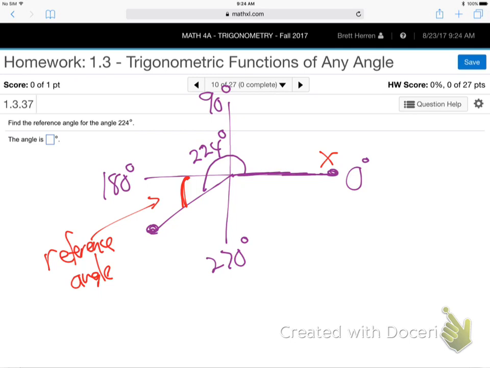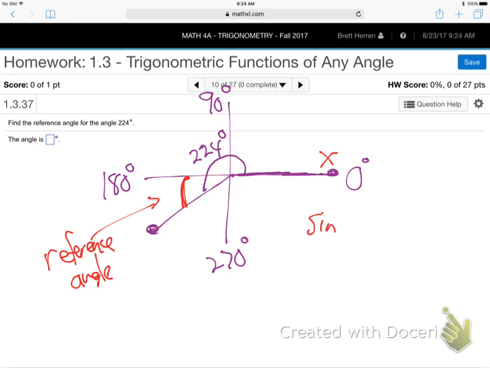It's kind of cumbersome to deal with. It's a big old number. We'd rather just deal with a tiny number that's between 0 and 90. So in other words, what we say is just find the little angle right there that goes to the x-axis. Rather than using the whole 224, just use this little angle, and you'll have the same sine, cosine, tangent, etc.